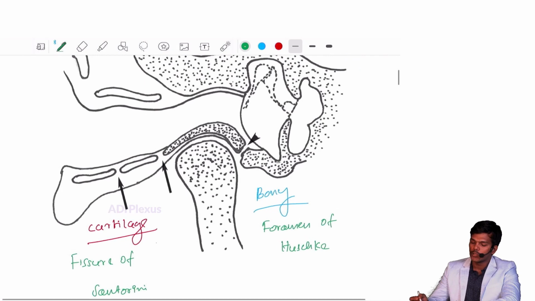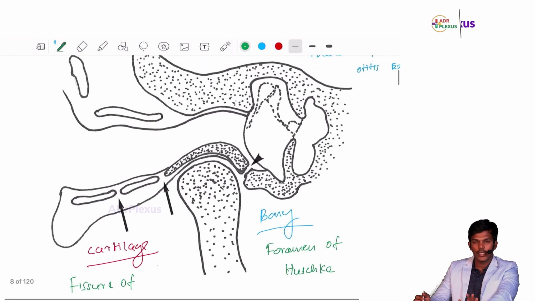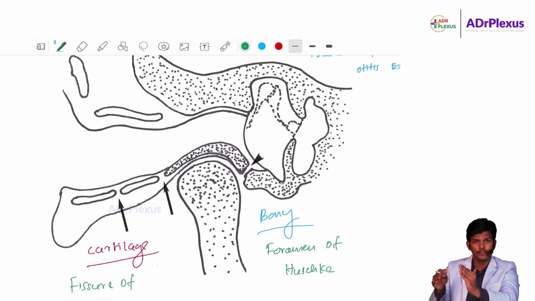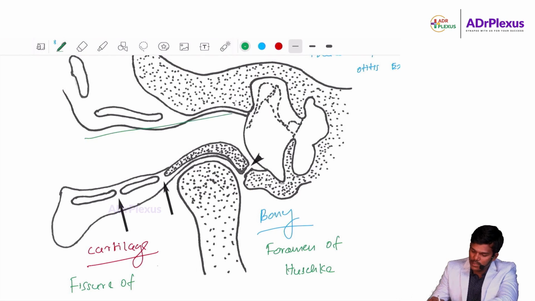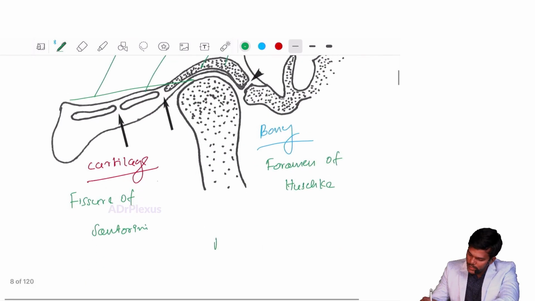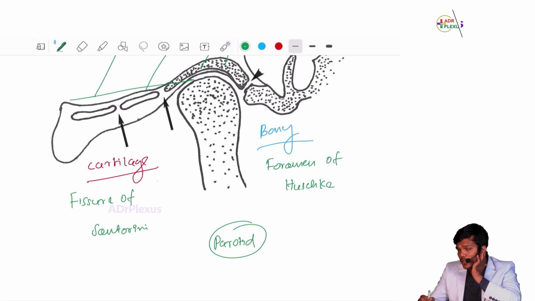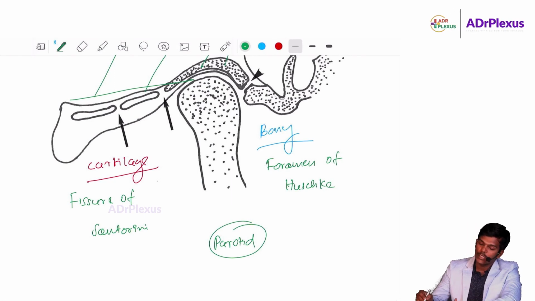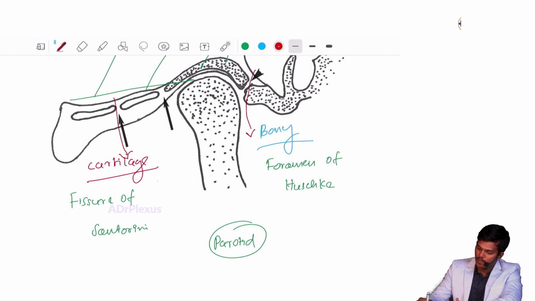Clear? So if there is any infection or malignancy present within the external auditory canal, it can spread to adjacent structures such as the parotid gland, which lies immediately below the ear. It will spread through the fissure of Santorini and the foramen of Huschke.